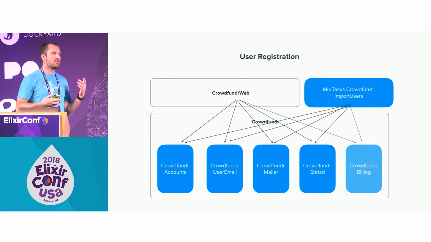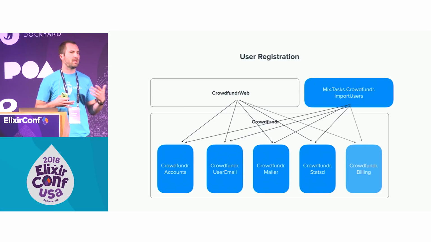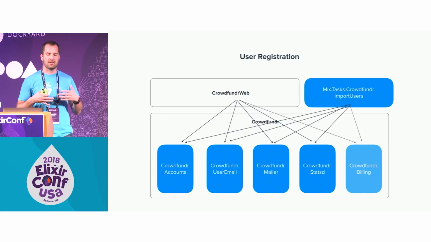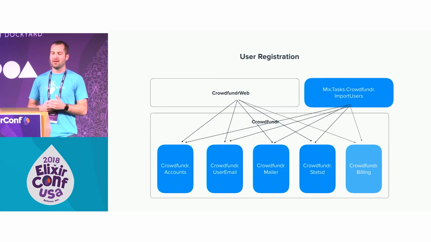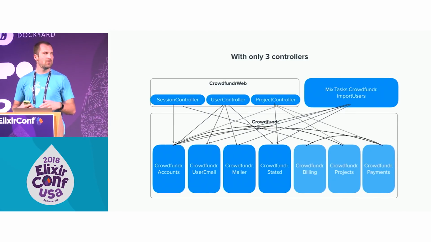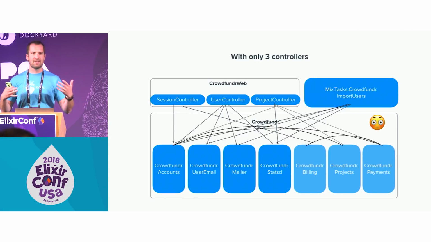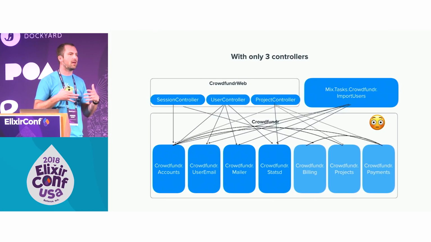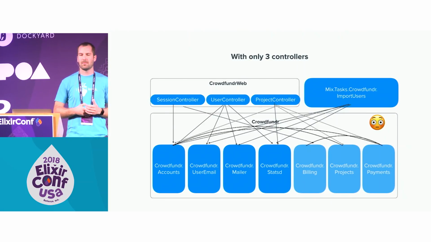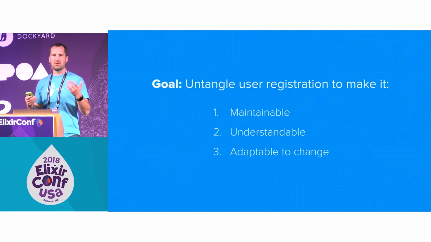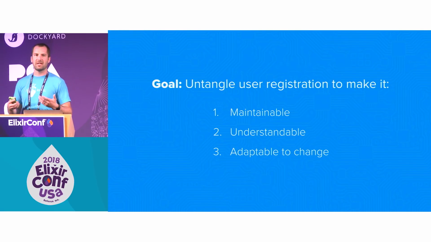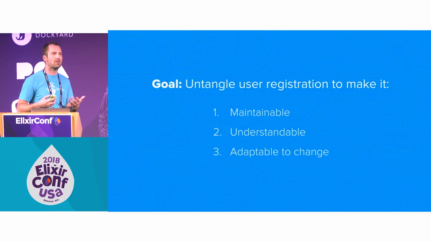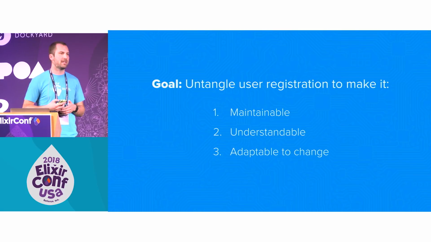Especially when it's time to expand what user registration is, and maybe you need to initialize the user over in a billing service, things get even a little more tangled, and you have 2 places to update. And then, if you don't tackle this complexity, as you add more and more controllers, the lines get more and more crossed, and you start getting a mess. So our goal here today is to untangle user registration and really lay a framework for the app itself to keep it maintainable, understandable, and adaptable to change.